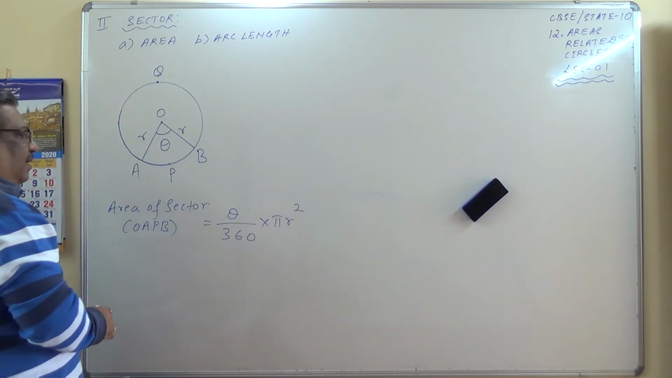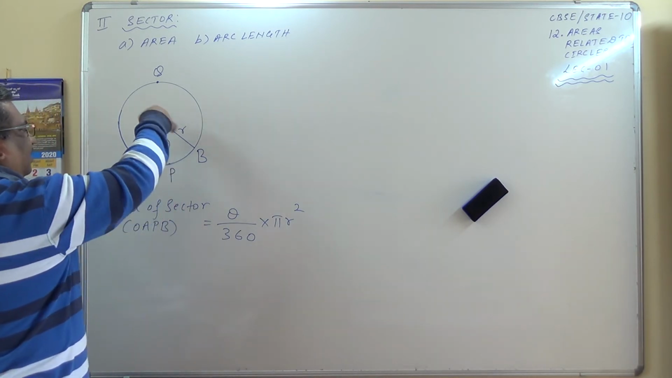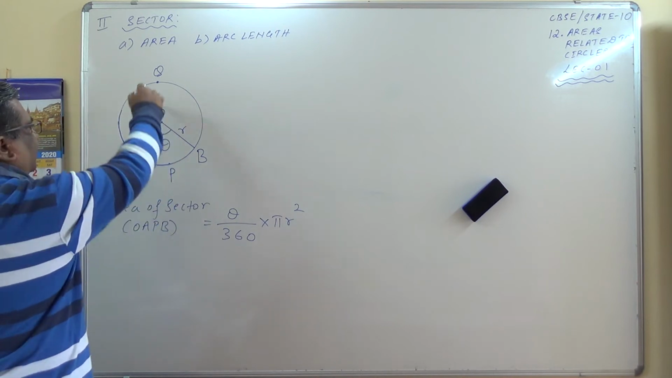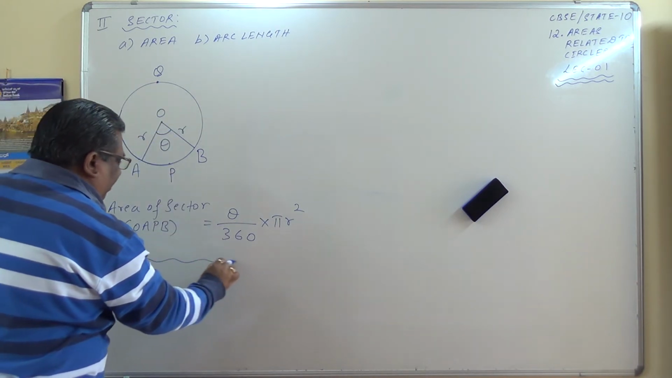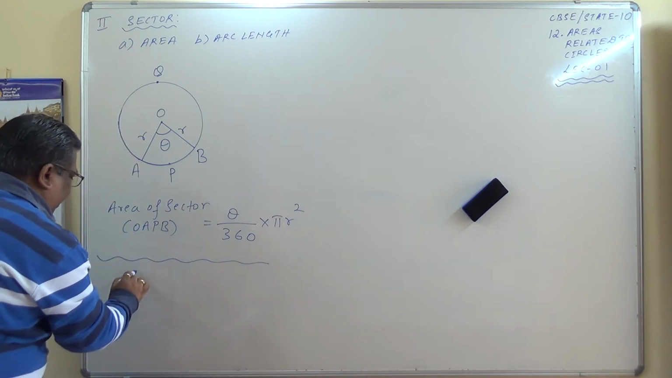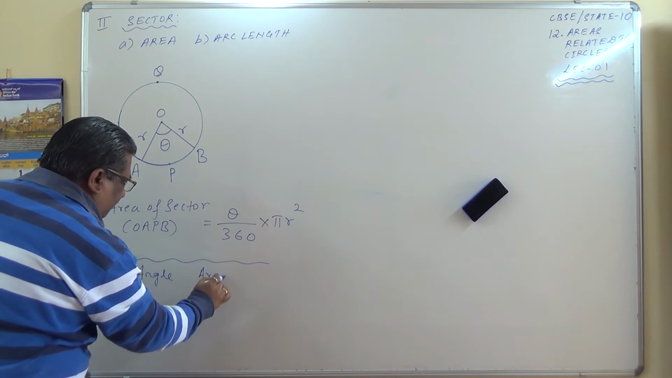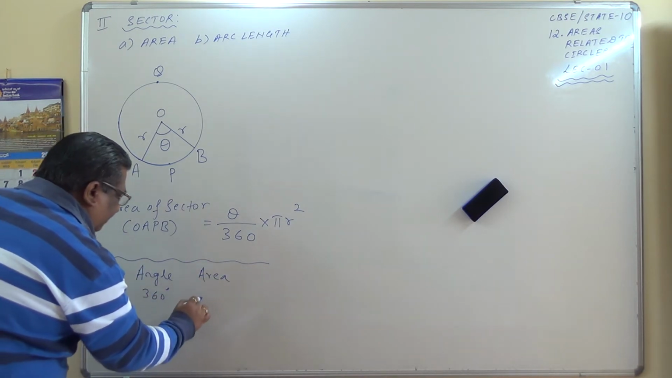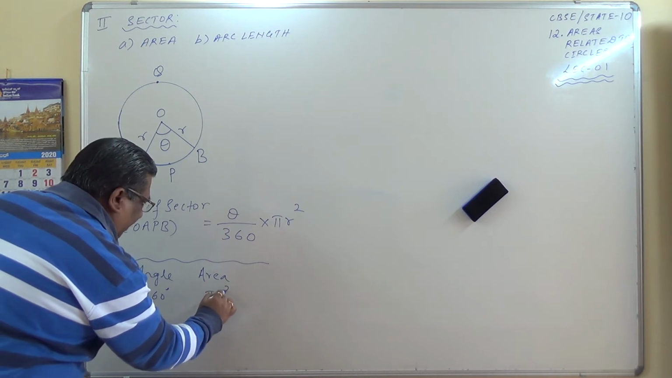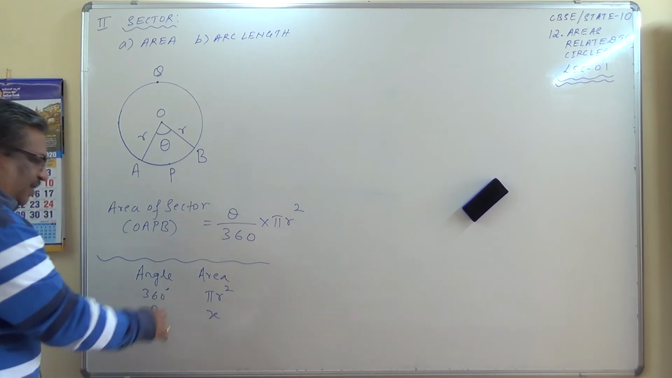How did you get this one? See, if theta is complete angle, that is for 360 degrees, then the total area of the circle is pi r square. So by unitary method I can adopt here. Here let it be angle and area. For 360 degrees angle, the area of the circle is, we know it is pi r square. For theta, let it be x. How much is this one?